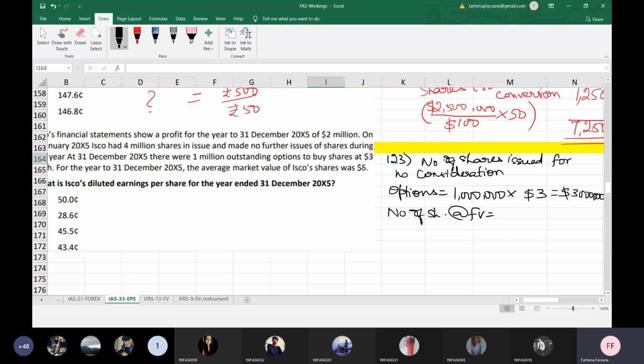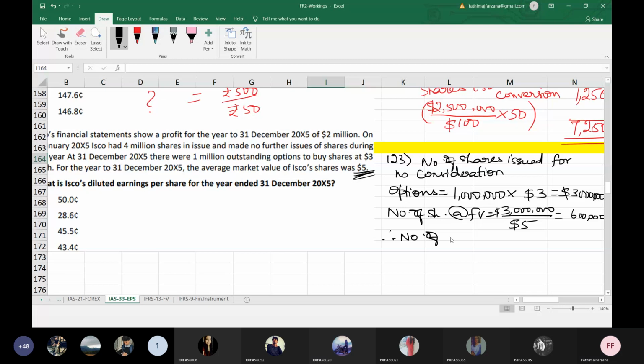What is the fair value of the share? $5. It is given here. So I have 3 million with me. With this, I can buy 1 share at 5 dollars. How many shares can I buy? 600,000. Am I right? 600,000 shares I can buy. But how much did I get? 1 million. So how much is extra? 400,000.